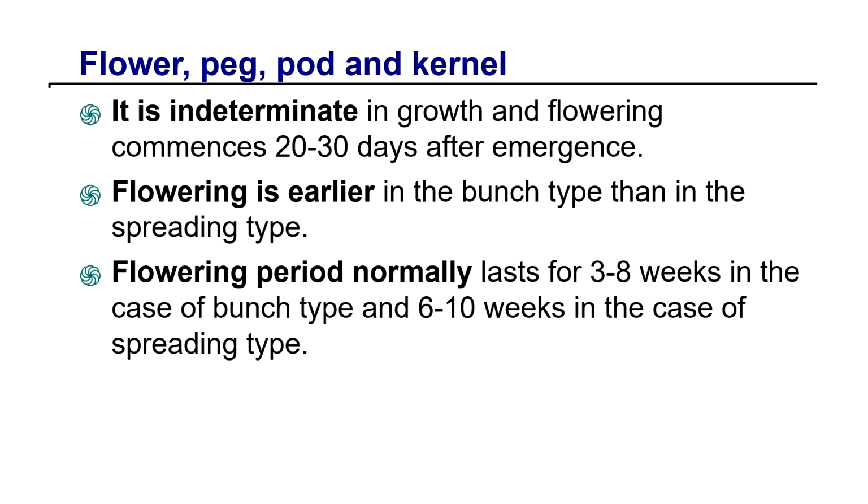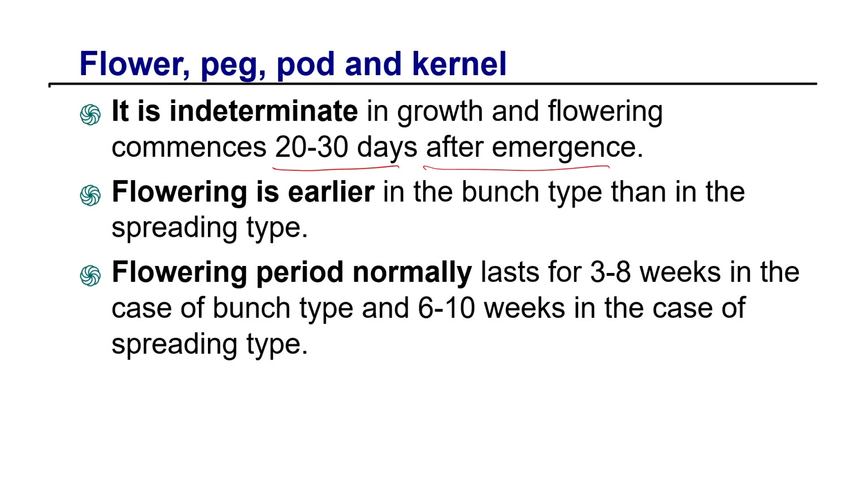It is indeterminate, it grows and flowering commences 20 to 30 days after emergence. It is quite interesting that groundnut is a kind of indeterminate crop. That means the flowering and vegetative stage can go hand in hand. They can go together. For example, initially there will be vegetative growth, branching, leaf formation, and then flowering will also happen. And the vegetative growth will continue even after the flowering. Such kind of behavior of growth is called indeterminate growth habit.